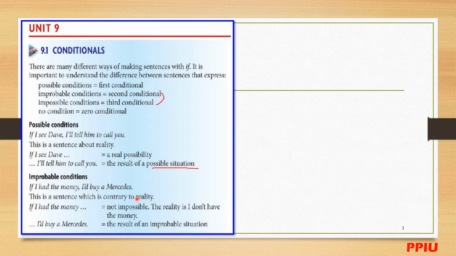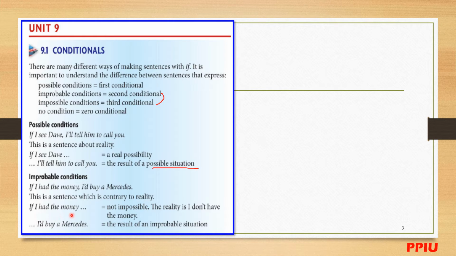Okay, next is about improbable condition. If I had the money, I'd buy a Mercedes. This sentence is contrary to reality. Okay, it might not happen there.